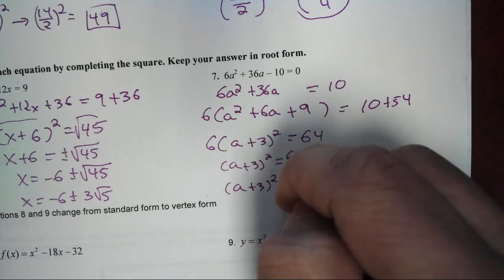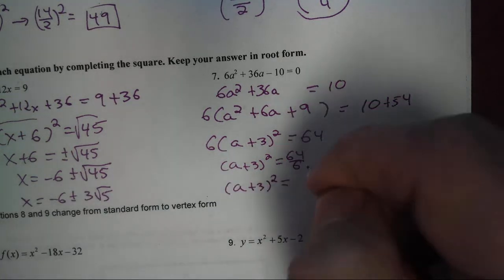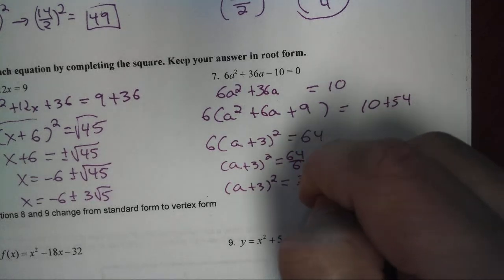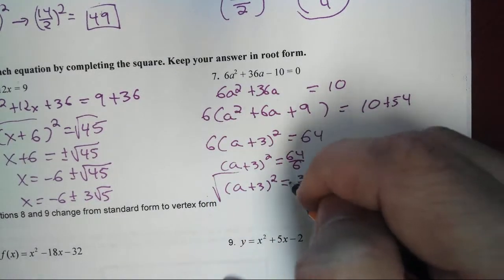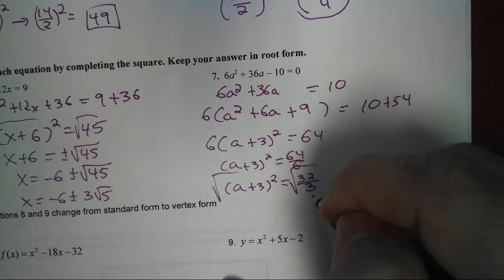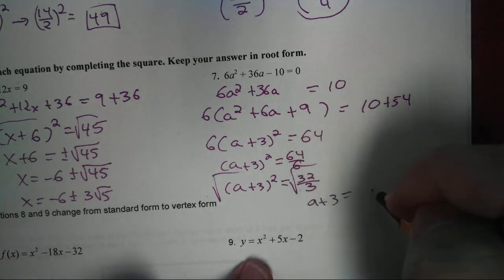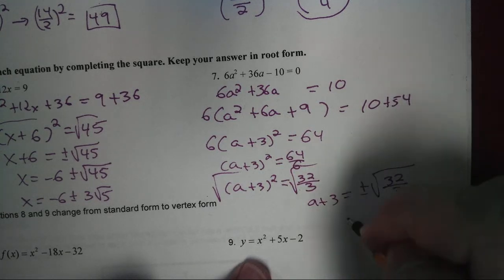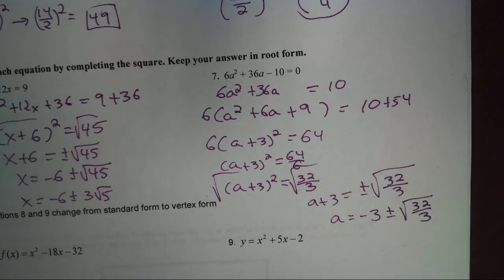A plus 3 squared. We can take 64 and 6, and we can divide both of those by 2 to get 32 over 3. Now we're going to take the square root. So I'm going to have a plus 3 equals plus minus root 32 over 3. Subtract 3, negative 3 plus minus root 32 over 3.